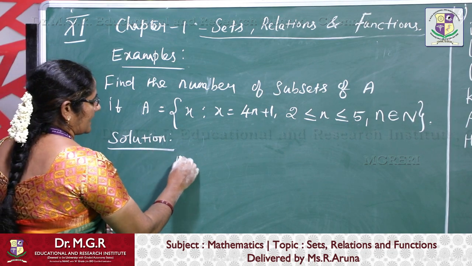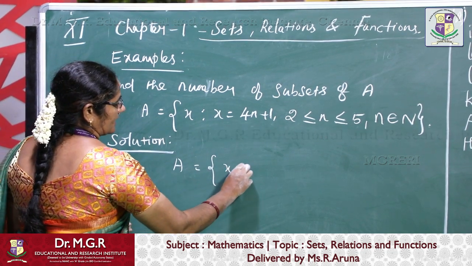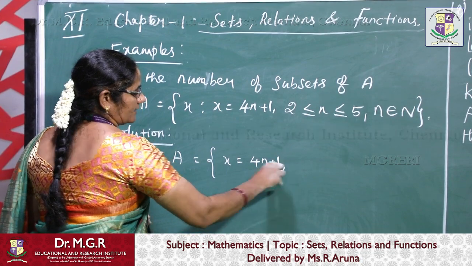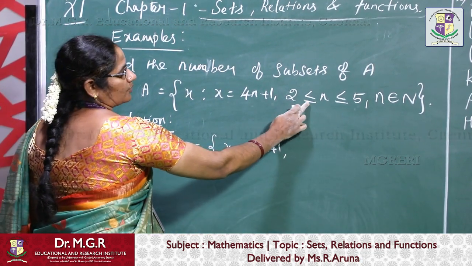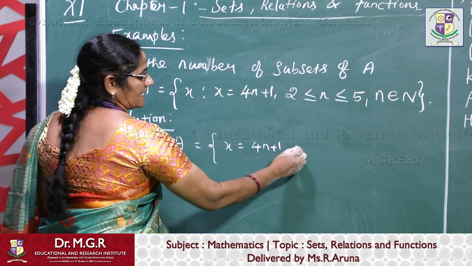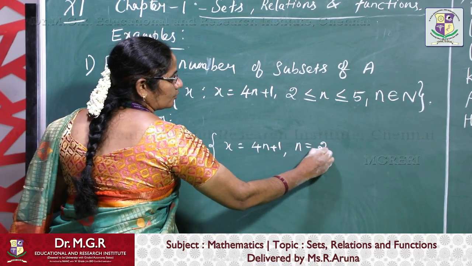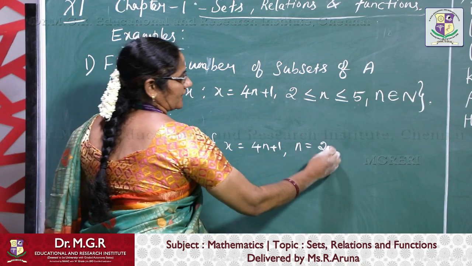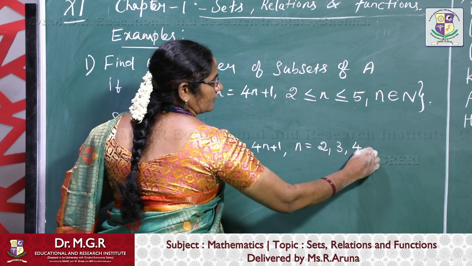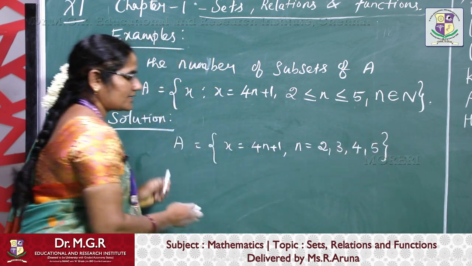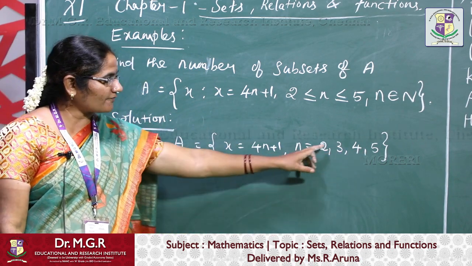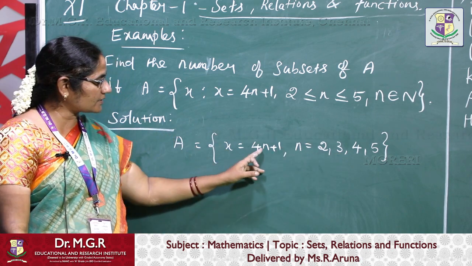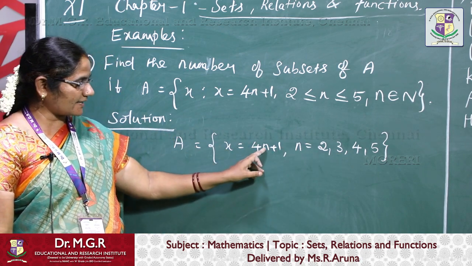Since A is defined by x equal to 4n plus 1, what is the range of n here? Since the less than or equal to symbol is there, we can include 2 also, 2 to 5. So 2, 3, 4, 5. These are all the values of n, and we have to substitute them here instead of n.